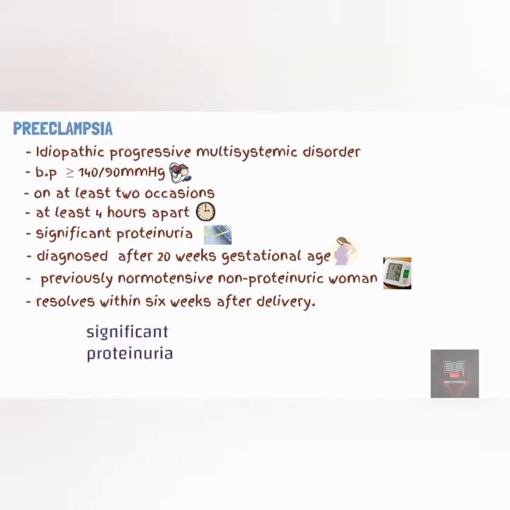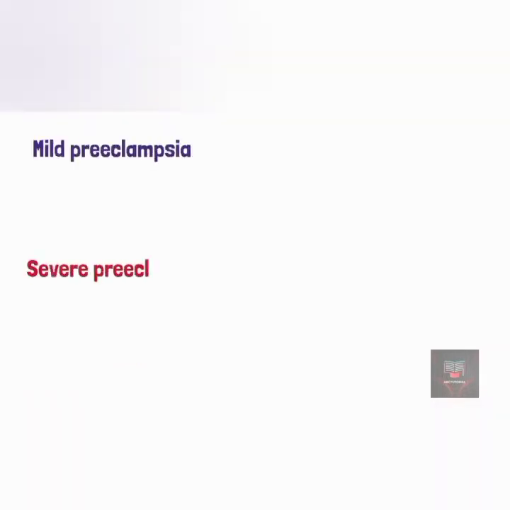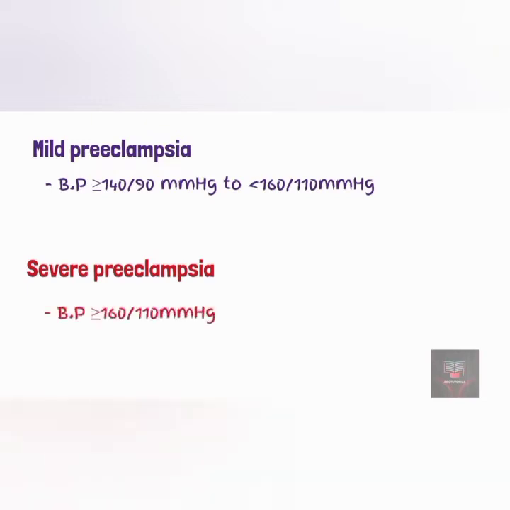In summary, preeclampsia is hypertension in a non-hypertensive woman with proteinuria diagnosed after the 20th week of gestational age. Significant proteinuria can be defined as a 24-hour urine protein greater than or equal to 300 mg or urinary dipstick of 2+ or more. Significant proteinuria is also urinary protein to creatinine ratio greater than 0.3. Preeclampsia can be mild or severe. In mild preeclampsia, the blood pressure is greater than 140/90 mm mercury, but it is less than 160/110 mm mercury. While in severe preeclampsia, the blood pressure is greater than 160/110 mm mercury.